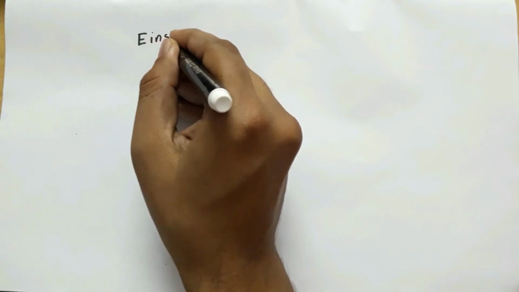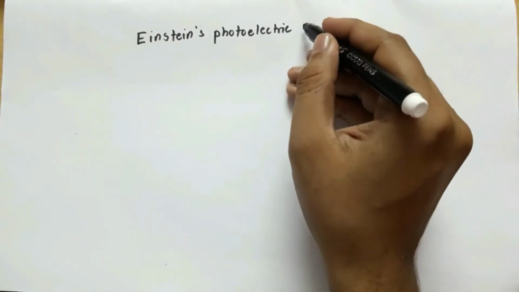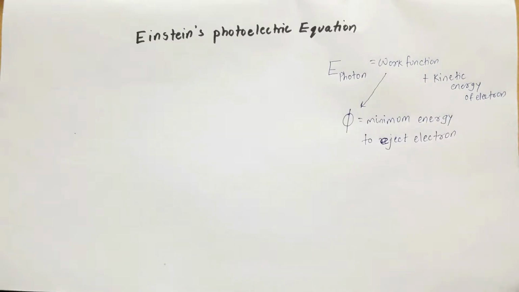Einstein proposed a special equation for the photoelectric effect. This is known as Einstein's photoelectric equation. The equation states that the energy of the photon is equal to the work function plus kinetic energy. Work function is the minimum energy to eject the electron and its symbol is phi.